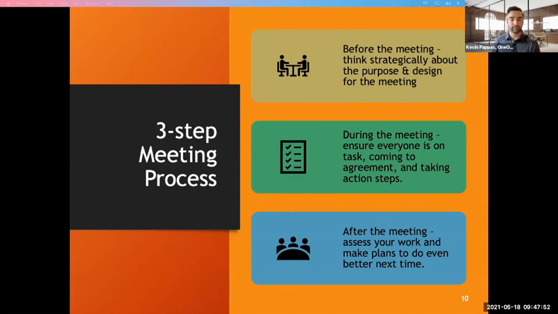Third part of the meeting process, which many of us probably overlook, including myself, is after the meeting, assessing your work and making plans to do it even better next time. How many of you have heard the famous management principle, what gets measured gets done? Has anyone ever heard that? It's one of the most famous principles in management. I would say, in addition to that, what gets evaluated gets improved. So what gets managed gets done, and what gets evaluated gets improved.